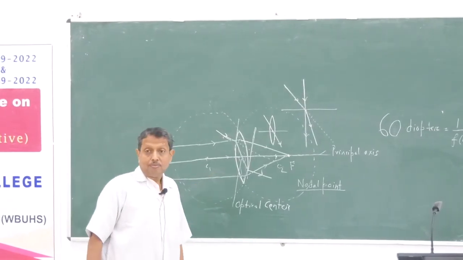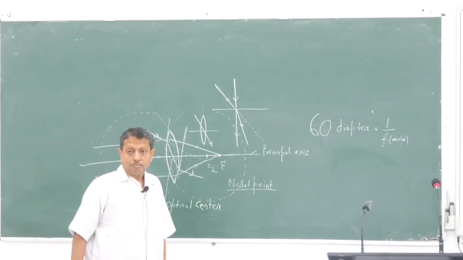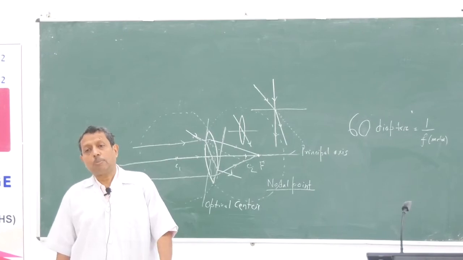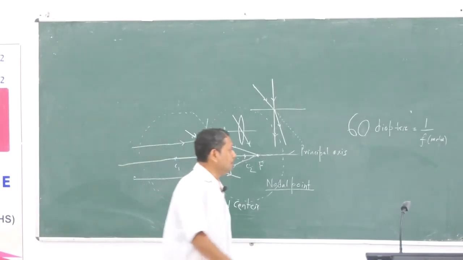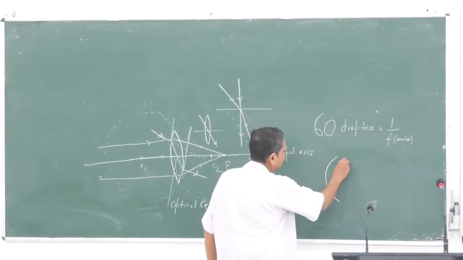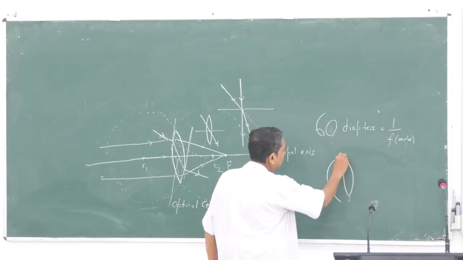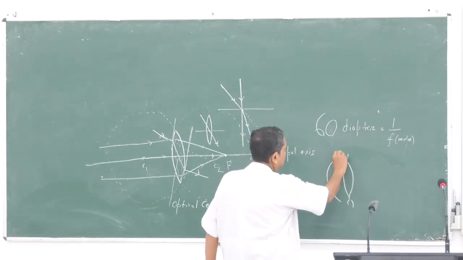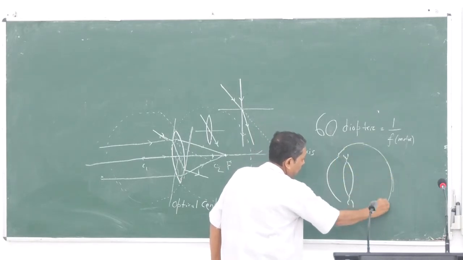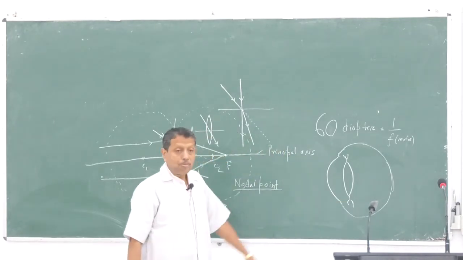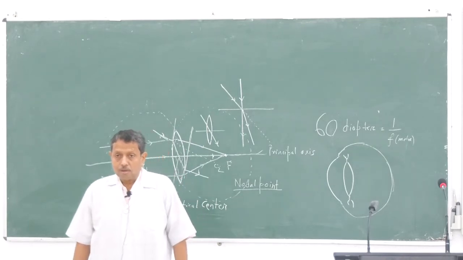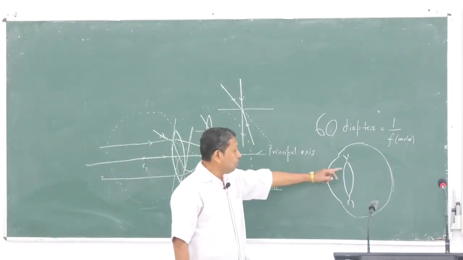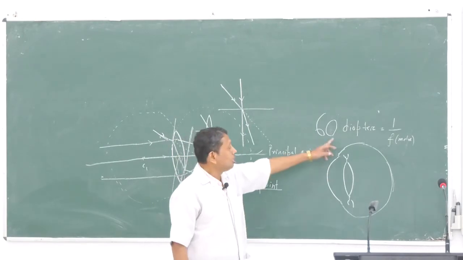Now, this is the basic part, the concept of optical center and nodal point, 60 diopter, without any accommodation. Normally, an emmetropic eye has this power, and it includes the power of the cornea and the lens together. Maximum refraction occurs at the corneal level, and then in the lens system, the anterior and posterior surface of the lens, and the total is 60 diopter on average.